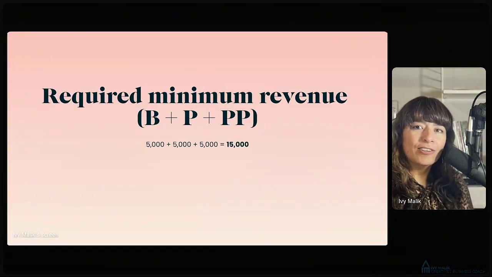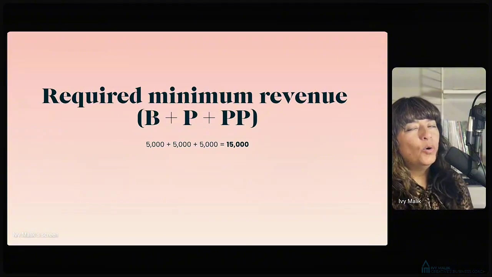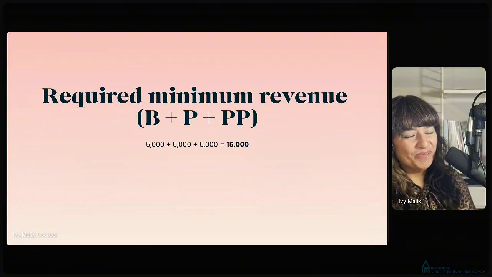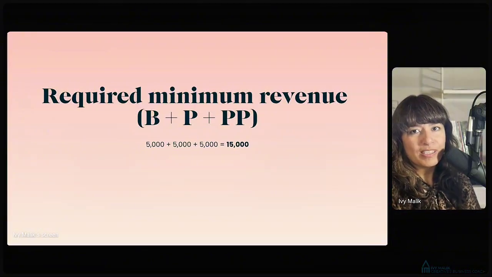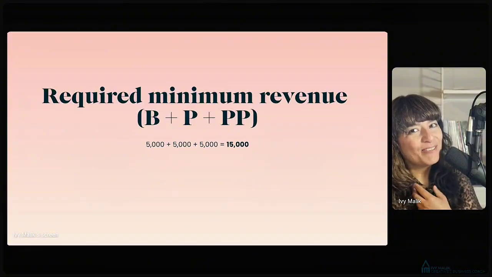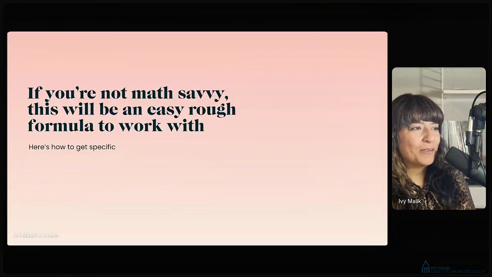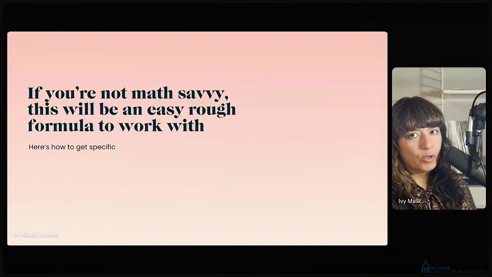So now we can calculate what our required revenue minimum will be. Or, as I've written on the slide, required minimum revenue. And in this case, it is your business expense, your personal expense, and of course, what you calculated to be your profit and protection. And in this case, adding all of those up, it makes a very beautiful number of 15,000.